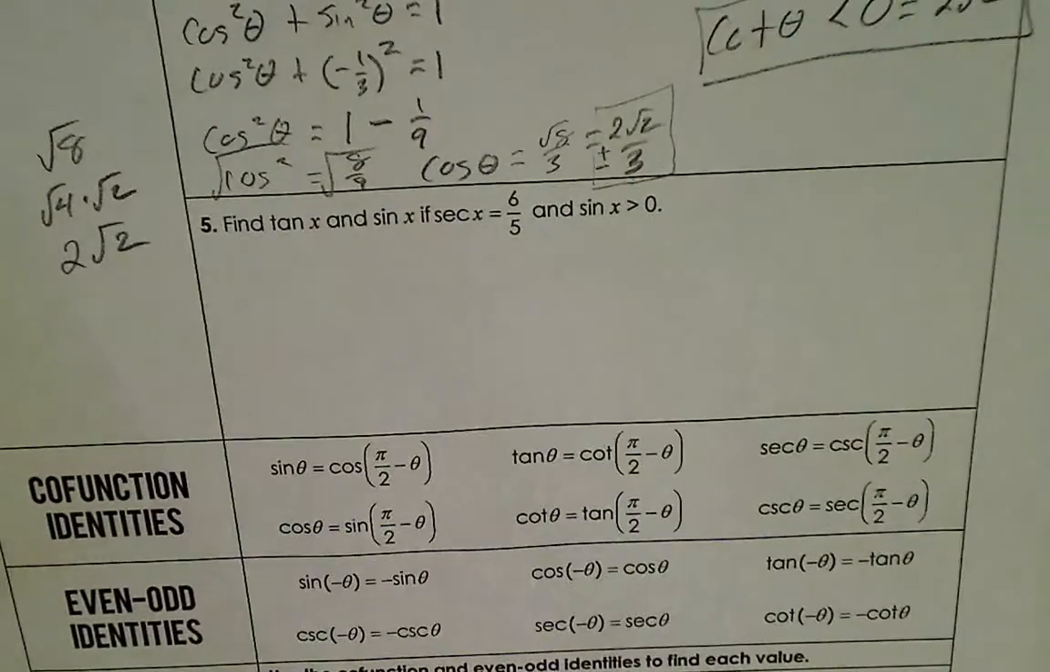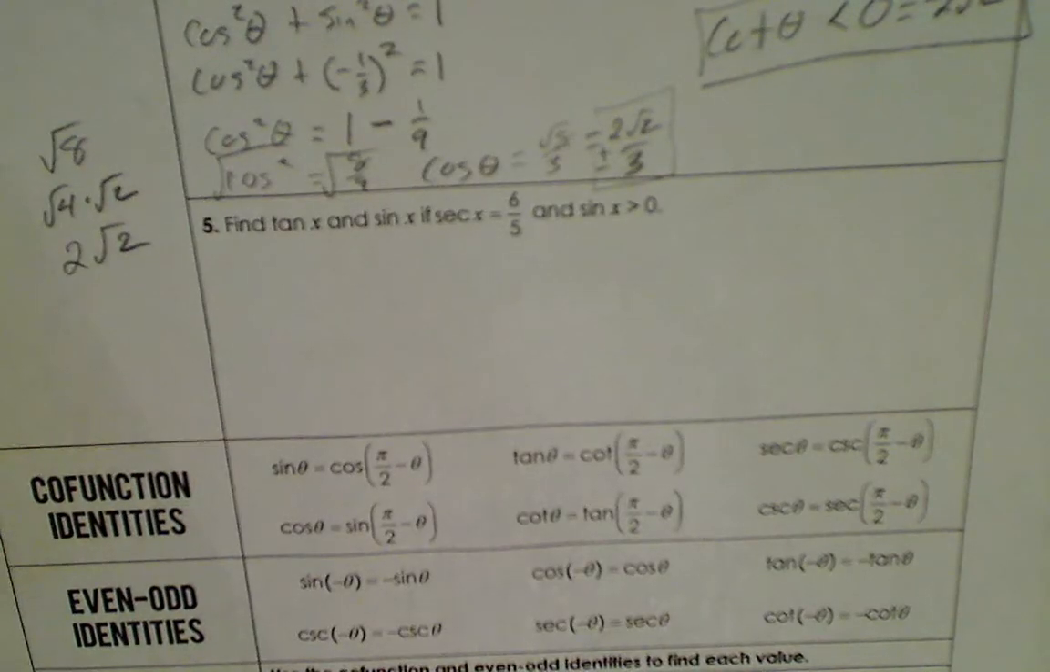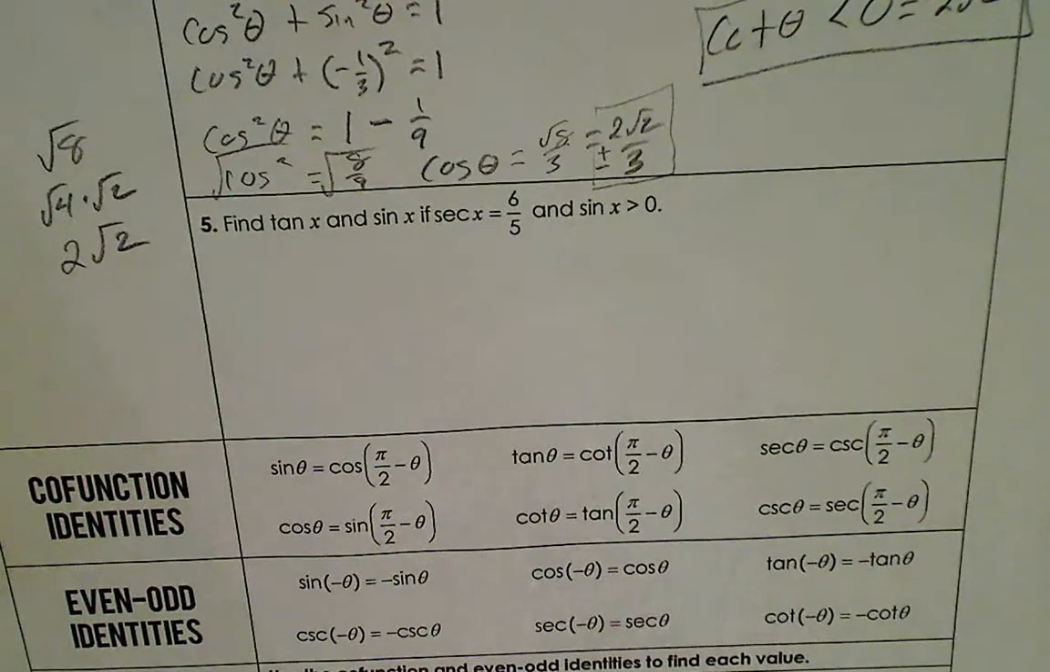Tangent of x and the sine of x. You're looking for, let's see, we have the secant and we have the sine. We want the sine of x where it's greater than 0.